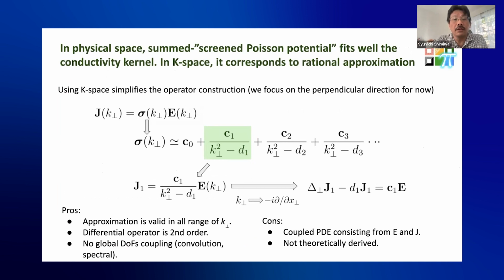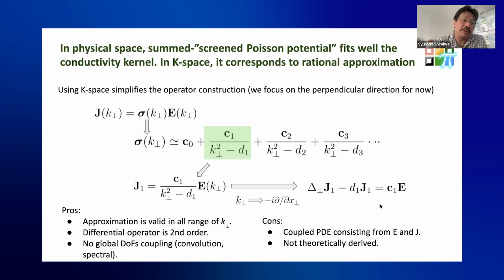It turns out that we can actually use something called rational approximation. And it turns out that it is very simple if we view this problem in wave number space. Let's say we have J as a product of conductivity times electric field. What I'm saying is we'll expand this sigma in a rational form like this, then take each of them and write it down this way. Then we move this denominator to the right-hand side, then use the same replacement rule to produce these partial differential equations.